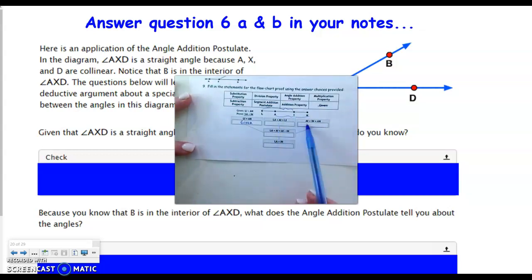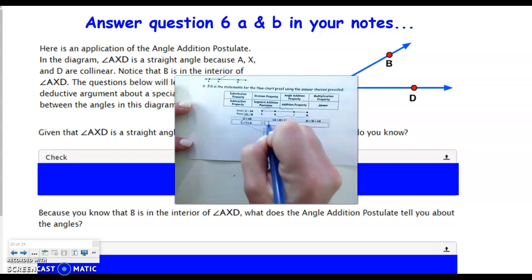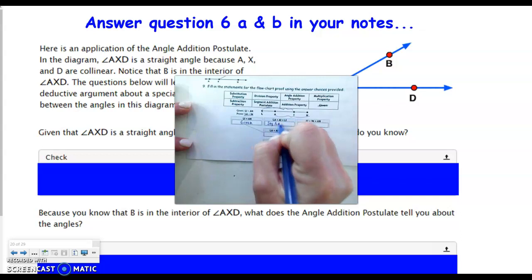Now, these two statements are from a postulate that we learned today. LA plus AI equals LI. Again, those are parts adding to equal the whole, and that's always an addition postulate, and since these are segments, that's called the segment addition postulate.